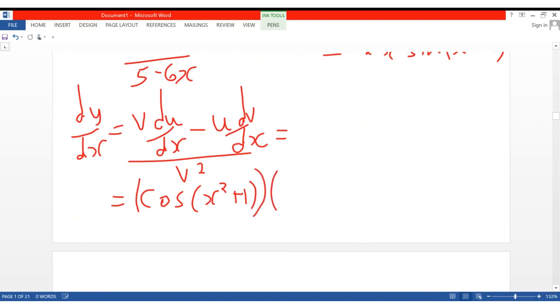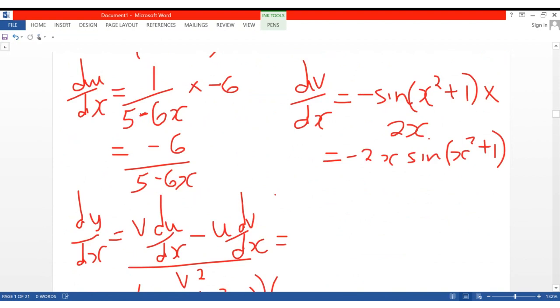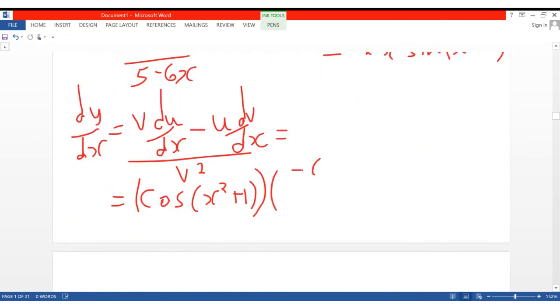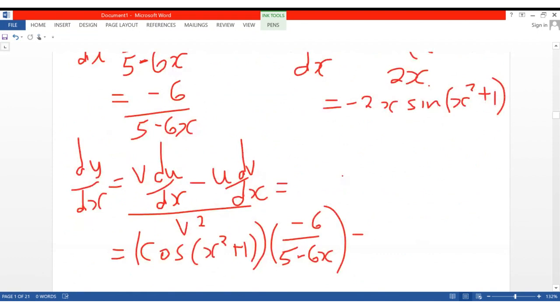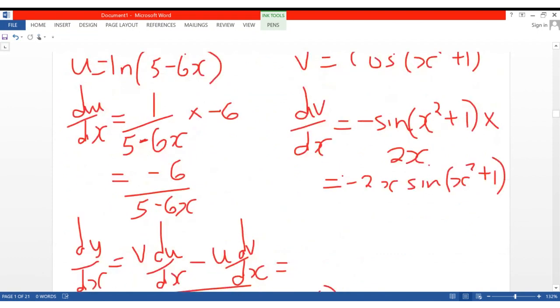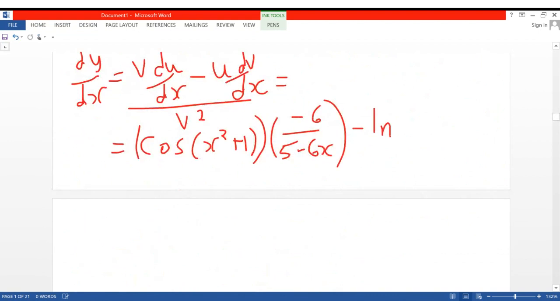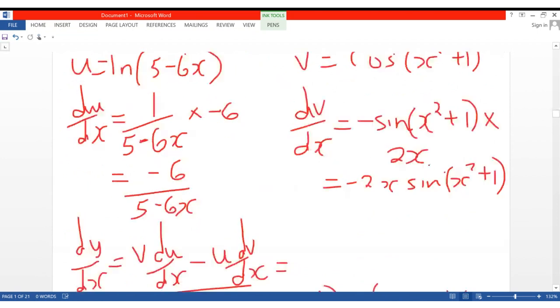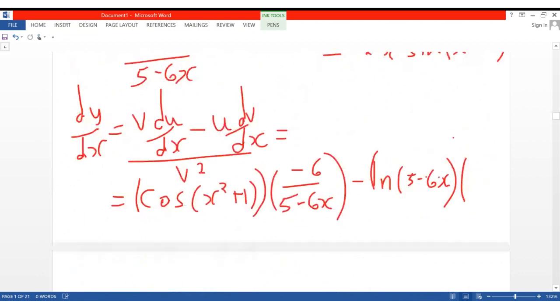Then I take my du dx, the one that I've differentiated, which is negative 6, negative 6 all over 5 minus 6x, then minus. The formula is saying I take my u, which is ln 5 minus 6x, then I take my dv dx, it was negative 2x sine x squared plus 1. The whole of this one all over v squared.